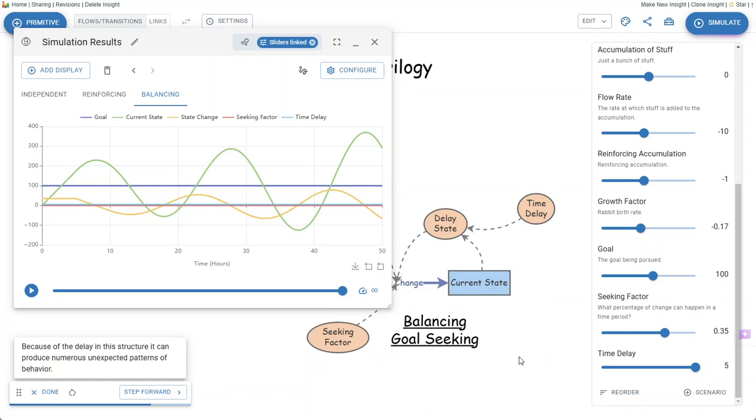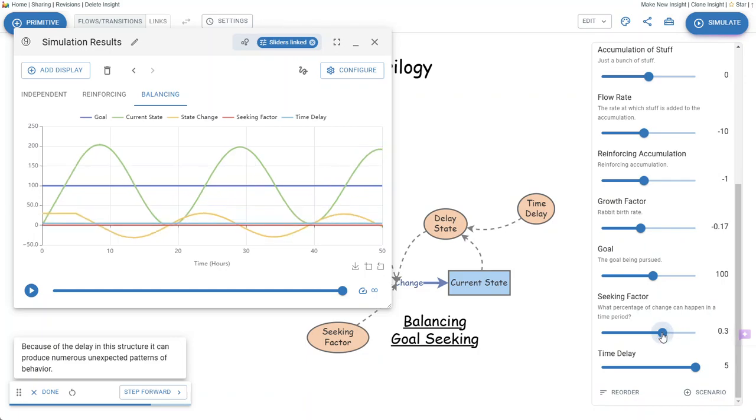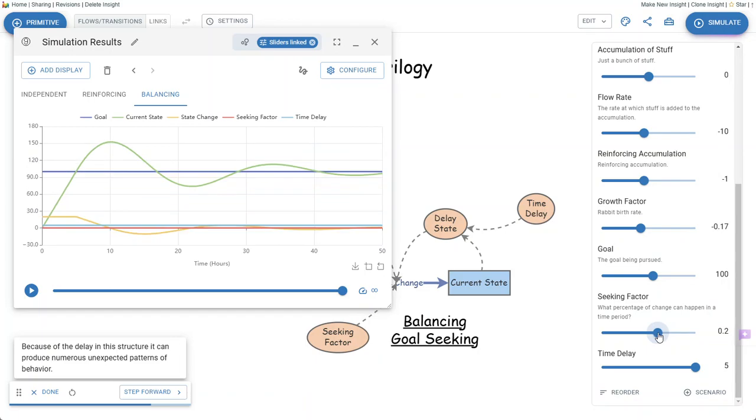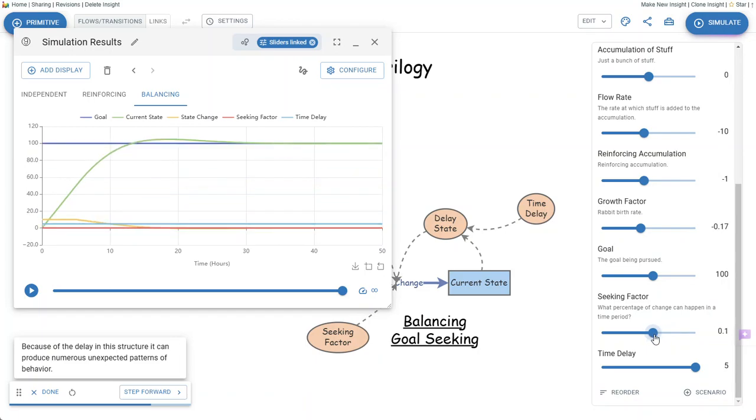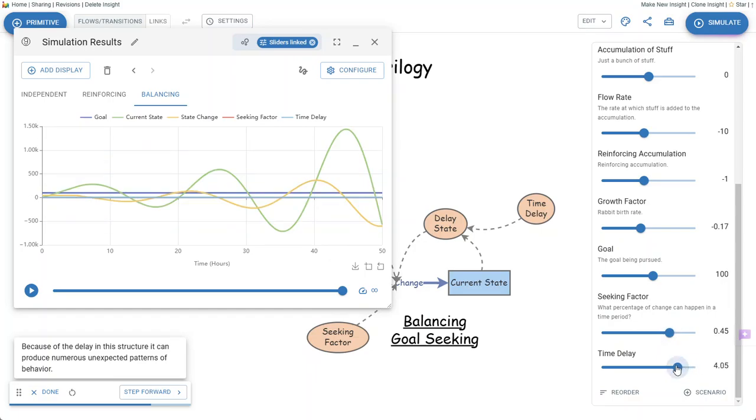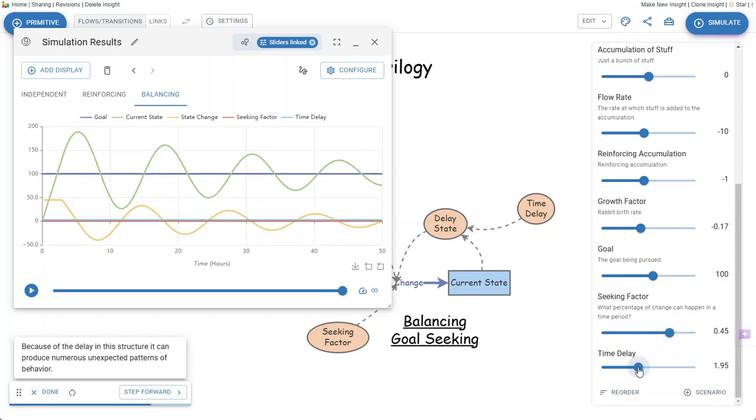And in response to this, there are one of two responses. You can either slow down the rate at which you change things so that it doesn't overshoot. Or you can figure out what the delay is and figure out how to reduce the delay.